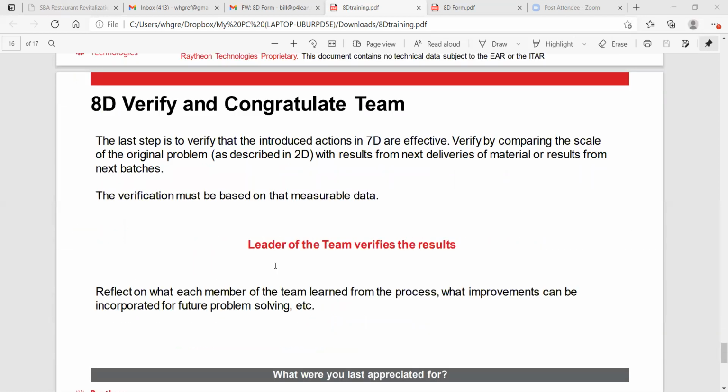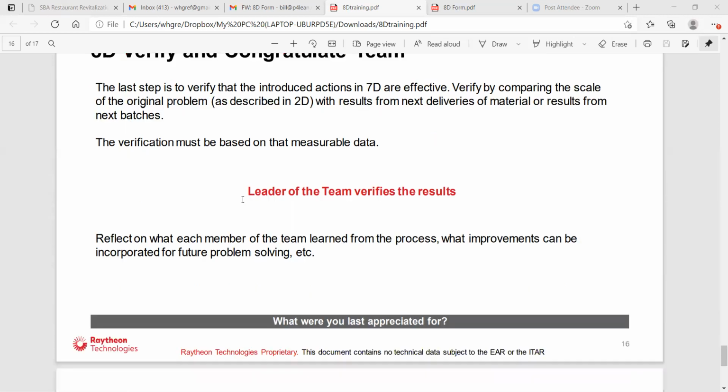That's the last step, very similar to our A3 closings. The last step is to verify that the introduced actions are effective, and verify by comparing the scale of the original problem as described in 2D with results from next deliveries of material or results from next batches. Again, we're talking about measurable data. We want to make sure that the verification is based on data. And the leader of the team verifies the results and then reflects on each member of the team, learns from the process, what improvements can be incorporated for future problem solving, etc.